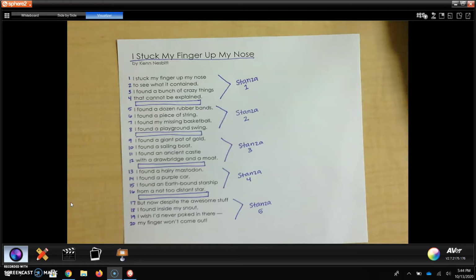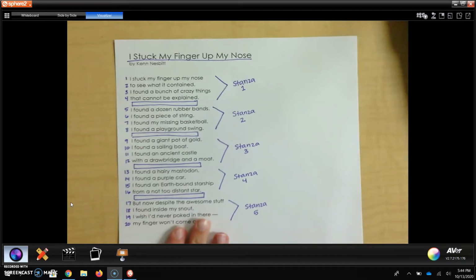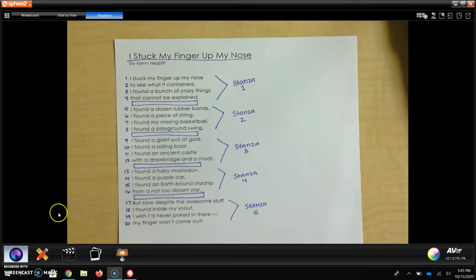Now in your daily grade today, you're going to be looking at a poem and it's going to be asking you questions, and some of the questions might ask you about the parts of a poem. So be paying attention so you know how to answer them.